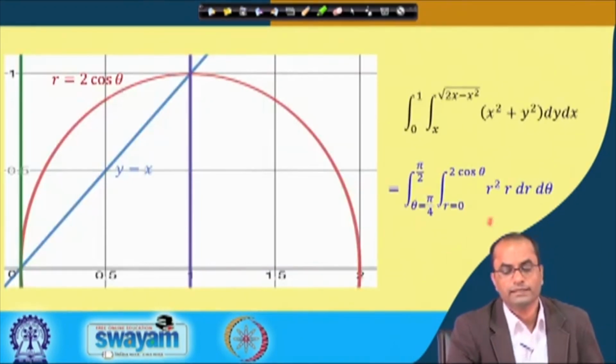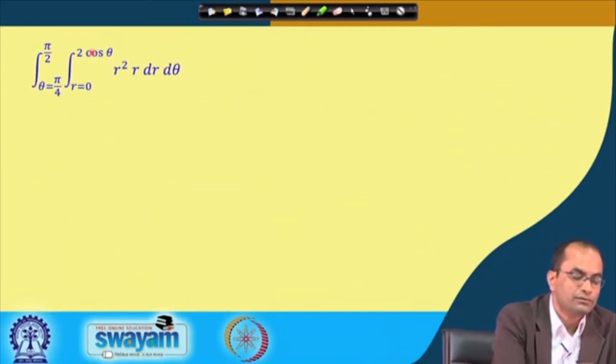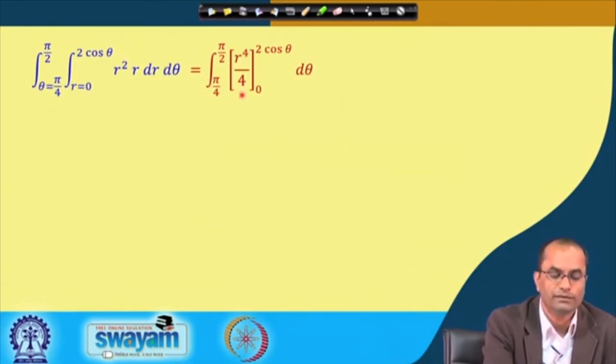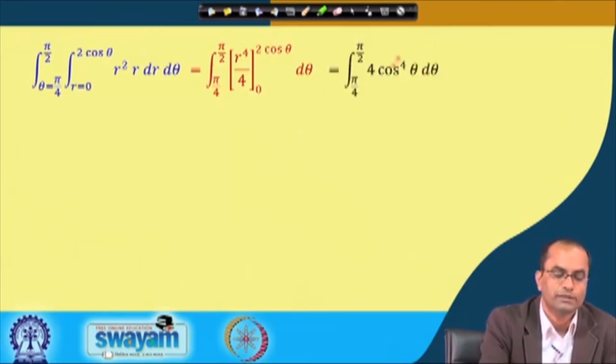So, which we can easily compute now. So, r from 0 to 2 cos theta and theta from pi by 4 to pi by 2. So, this is r cubed, which means r to the 4 by 4, with the limits from 0 to 2 cos theta. So, the upper limit minus the lower limit. So, the upper limit will become 2 to the 4, which is 16, and then divided by 4.